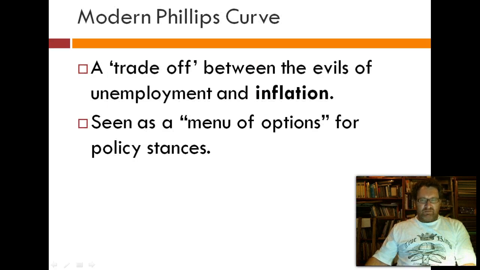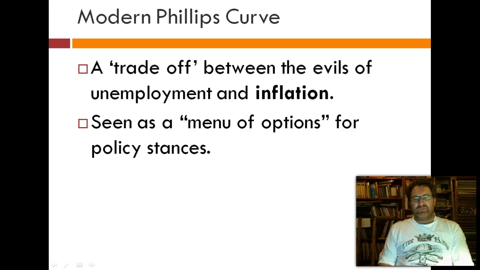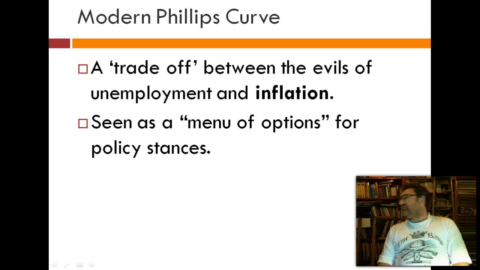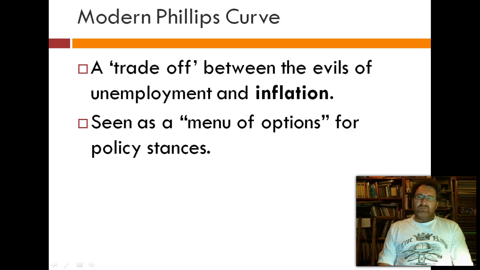So what we end up with is a trade-off between the evils of unemployment and inflation. Especially the last two guys that we saw there, the picture of Paul Samuelson and Robert Solow. They suggested that since this relationship between the unemployment rate and the inflation rate was a relatively stable one, policymakers could think of it as providing a menu of options to choose from.